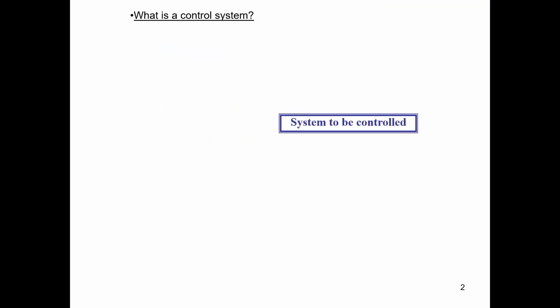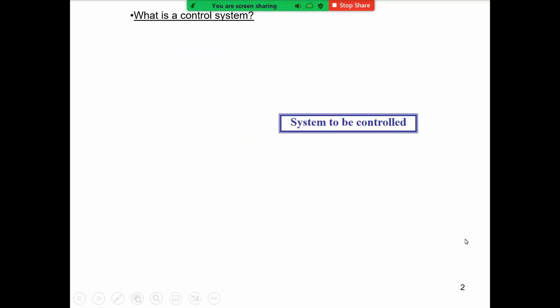Okay, so let's try to review what we have learned so far. The second part is about the control system design, right? What is a control system? Whenever you want to improve the performance of the system, a control system will be a good approach. So you want to improve the performance of the system, right?